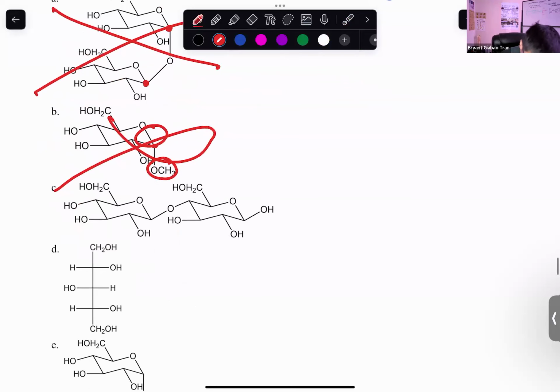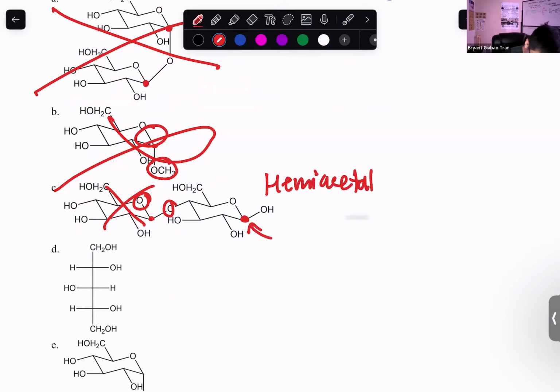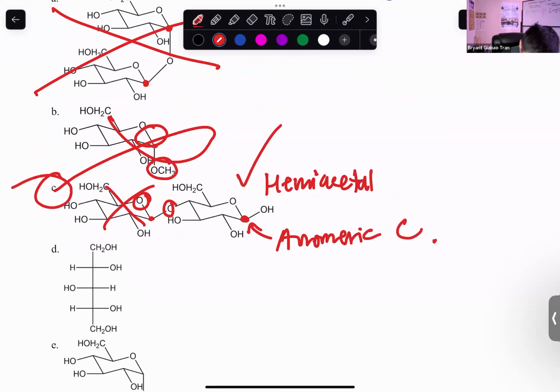C, this is the sneaky example here. This is an anomeric carbon, OR group. So this part of the molecule here is not a reducing sugar. But we have another sugar here with that anomeric carbon, which is a hemiacetal. And if we have a hemiacetal on the anomeric carbon, then that is considered a reducing sugar. Right, so this works, making C the right answer.